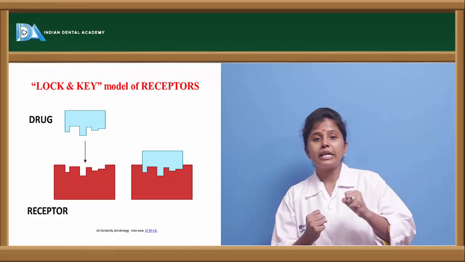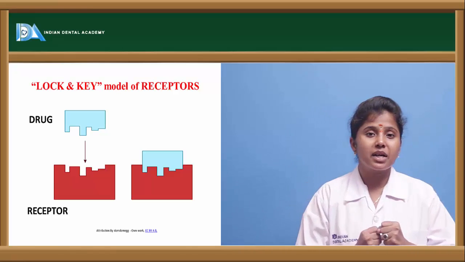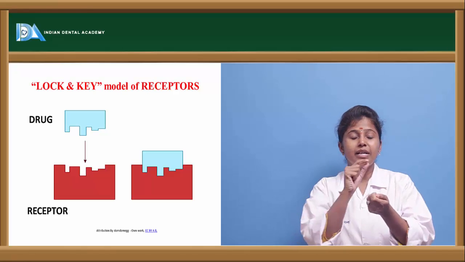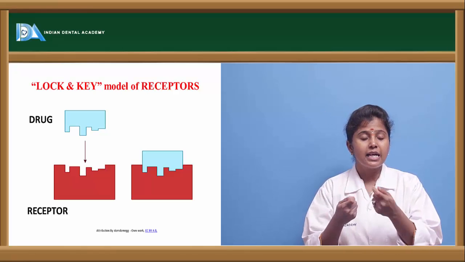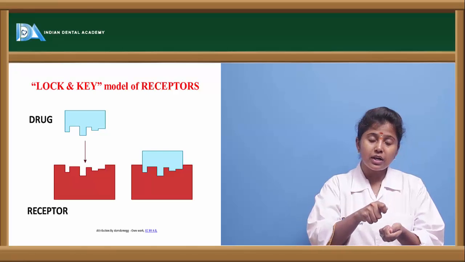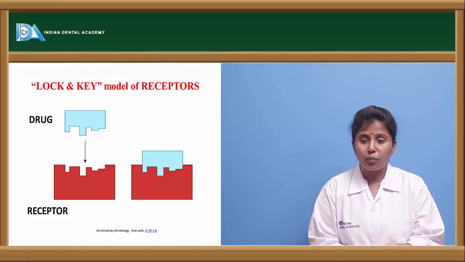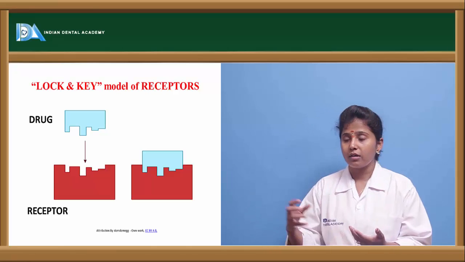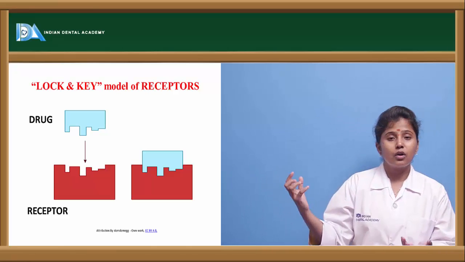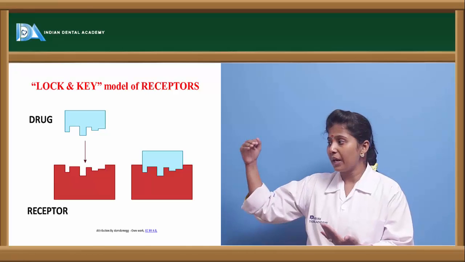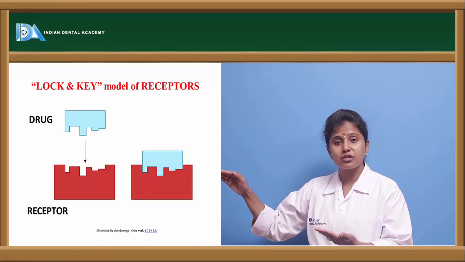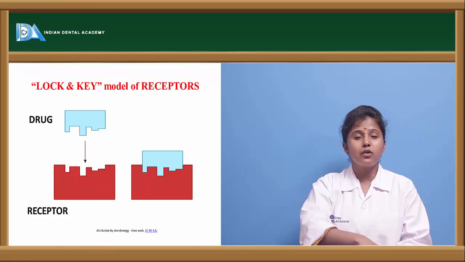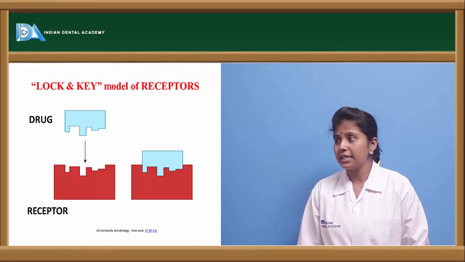If we see the lock and key model, the drug and receptor are like a lock and key. The lock has exactly the shape of the key, and thereby the key fits into the lock and the lock gets opened. In the same way, the drug is the key here and the receptor is the lock. The drug, which looks like a key, has exactly the same structure as the receptor, fits exactly onto the receptor, and thereby shows the action.